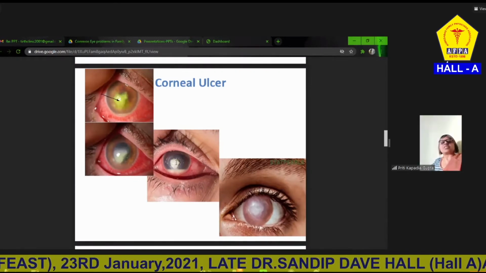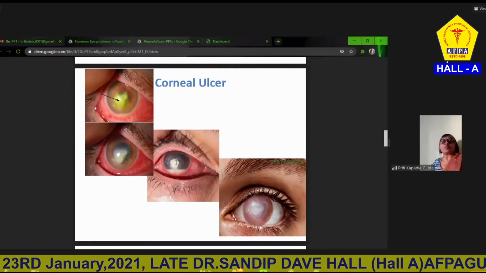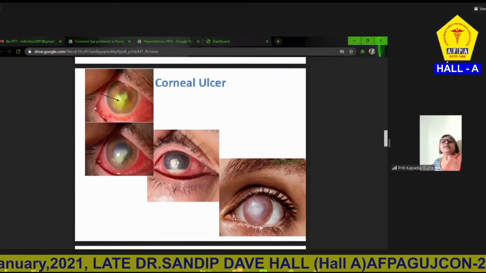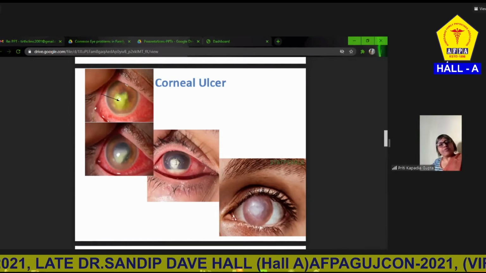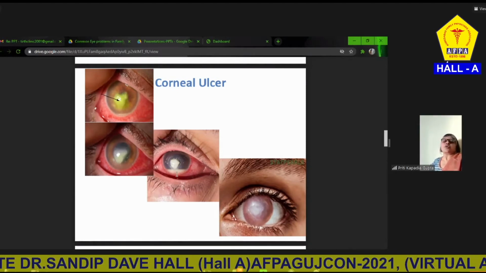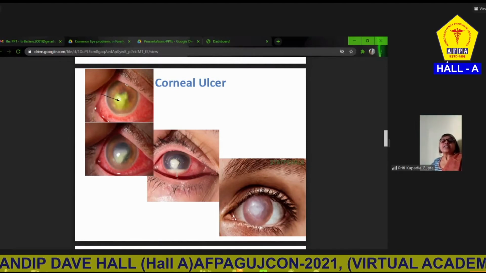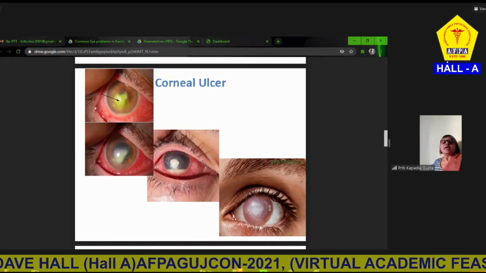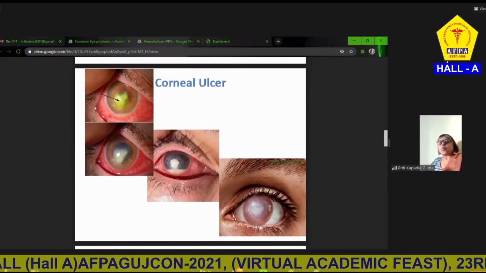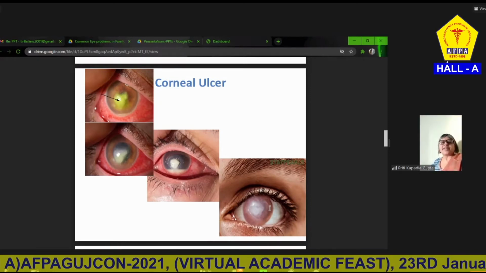You just have to start one single drop of atropine, repeated antibiotic drops, again half-hourly, and send the patient to your ophthalmologist. The third case I want to discuss with you, because you can see that it is a quiet eye. There is no redness, nothing.